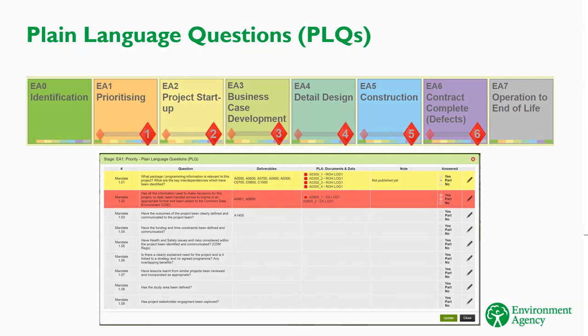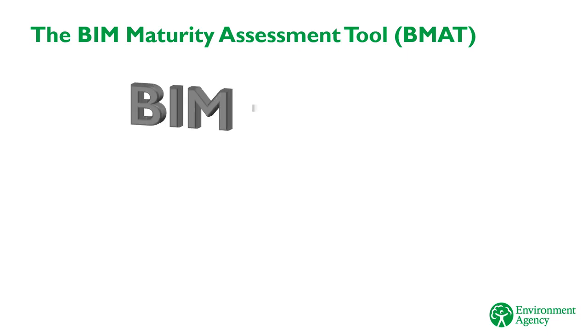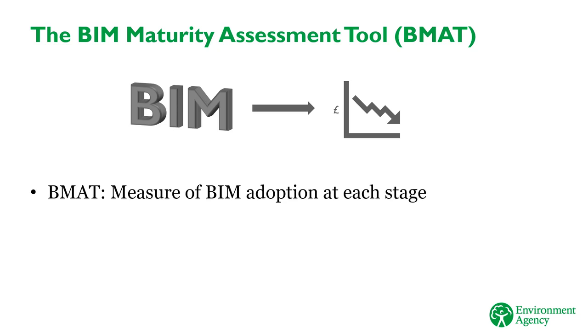In the last part of this e-learning module, we'll look at the BIM Maturity Assessment tool. The key aim of BIM is to make project delivery and handover more efficient. To measure this, the BIM Maturity Assessment tool, or BMAT, has been developed to measure how well BIM has been adopted on individual projects. The BMAT provides an assessment of BIM adoption at each stage. The outcome of the BMAT is a rating of BIM adoption, from which an efficiency score is produced. Project managers can use this efficiency score to calculate the cost avoided by adopting BIM, which can be included as part of project efficiency reporting.